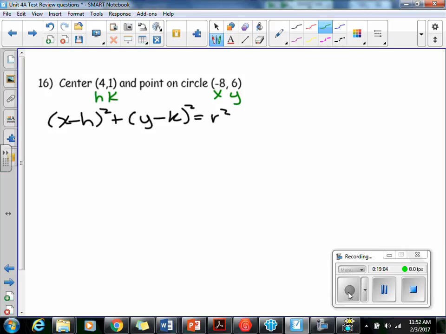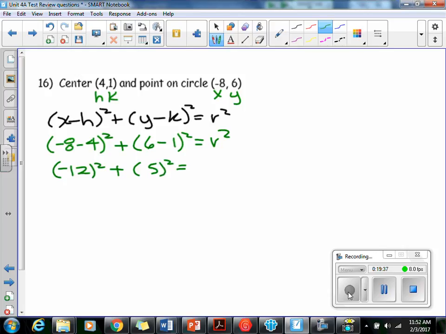So when I substitute in here, what is x? So -8 minus h, which is? Okay, so (-8 minus 4) squared plus, what's y? 6 minus what is k? 1 squared equals r squared. -8 minus 4 is? Alright, so (-12) squared plus (6 minus 1)? -12 squared is 144. 5 squared is 25 equals r squared.